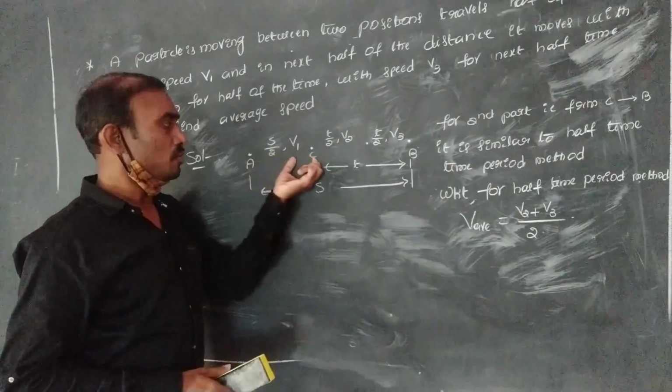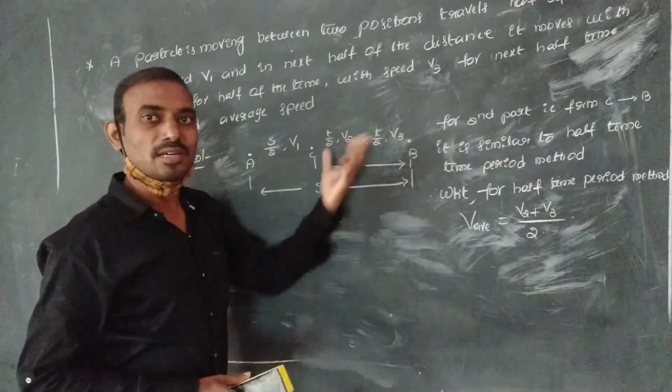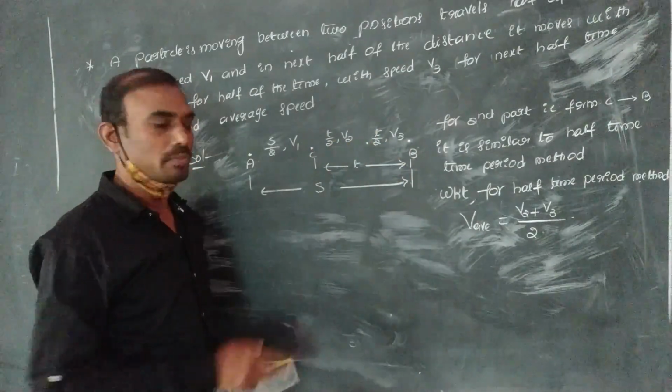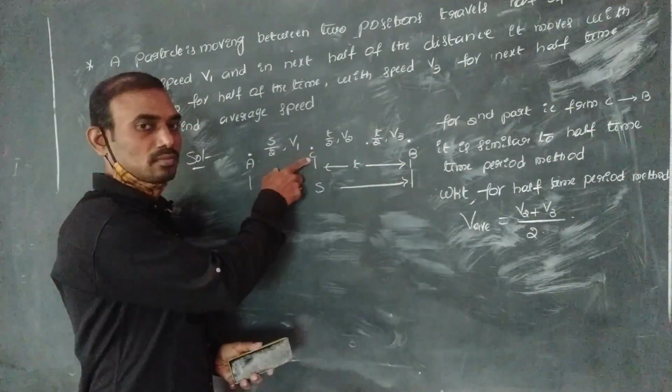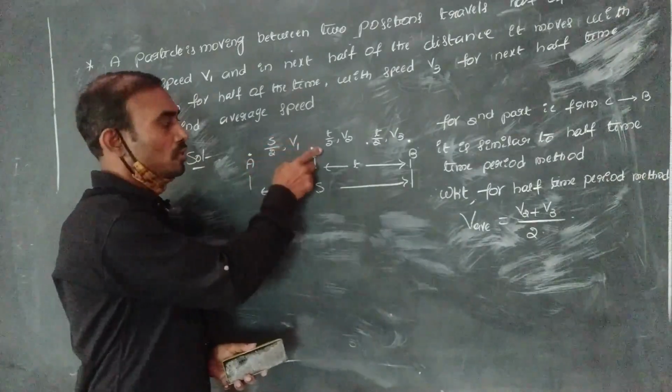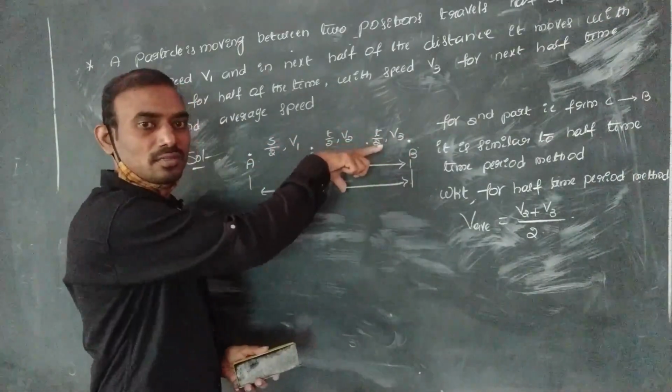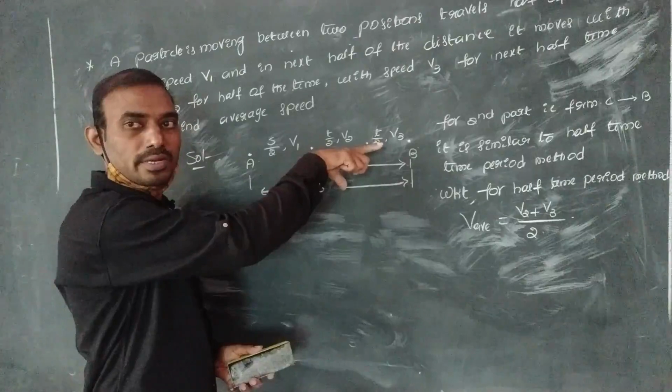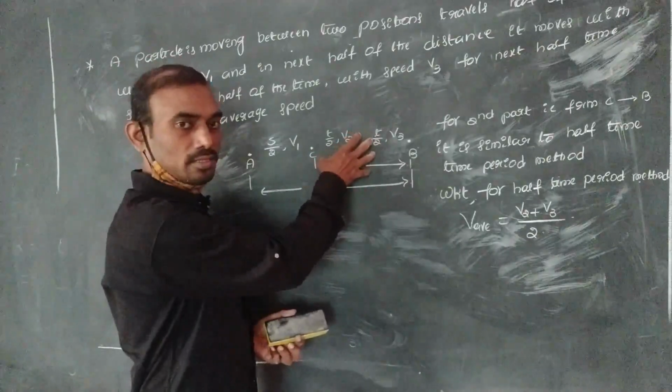So A to C is the first part and C to B is the second part. From A to C, first part, first half distance. From C to B, second half distance. Okay. First come to the second half distance.